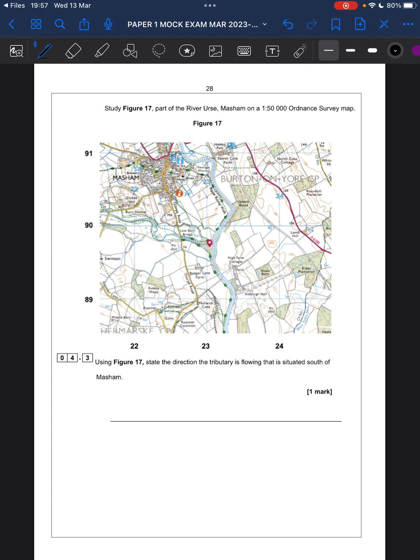4.3, the map, admittedly, is not great here, but you often get questions like this in your exams where you've got to find it. So a tributary that is flowing south of Masham. So we can see Masham here.